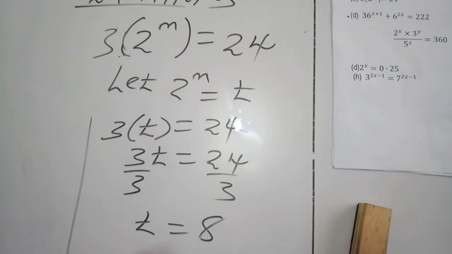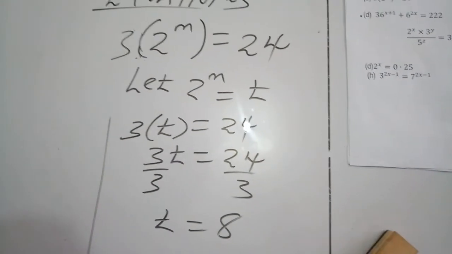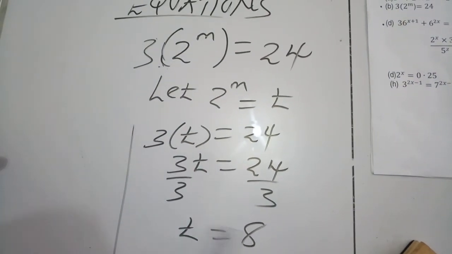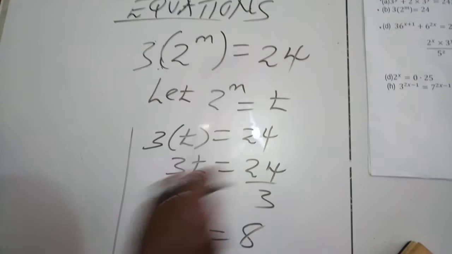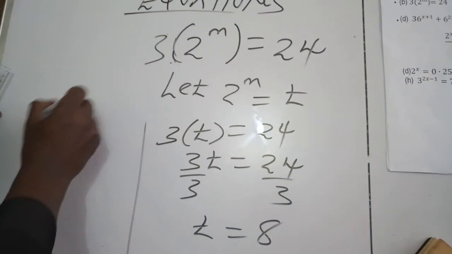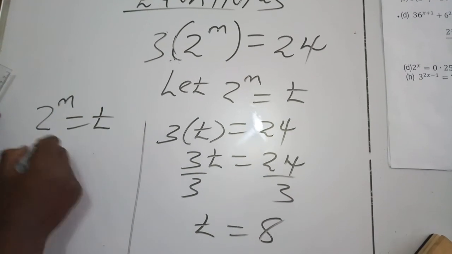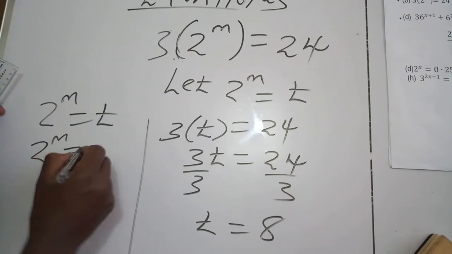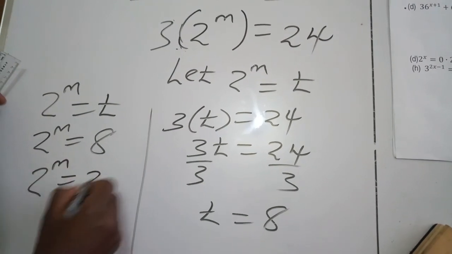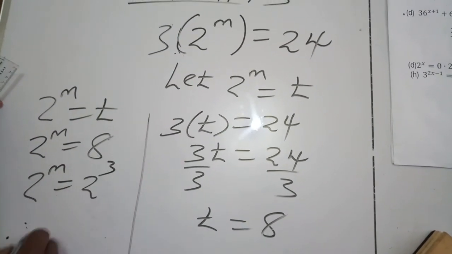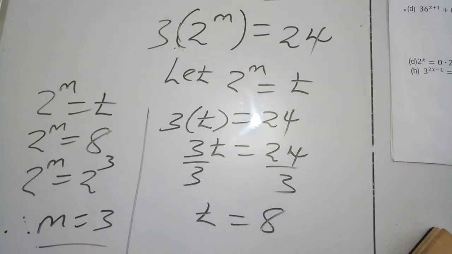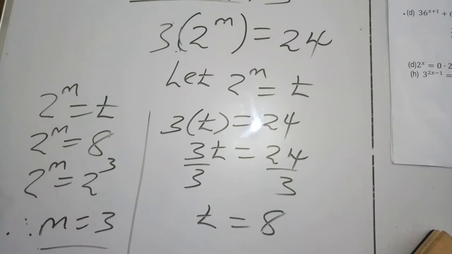But remember, t is our own introduction. The question required us to solve for m. So after getting t, come back to this equation connecting m and t, given by 2 power m is equal to t. But of course, remember, t has the value 8. Therefore, 2 power m would be 2 power 3. It means m would eventually be 3. We are done with that.